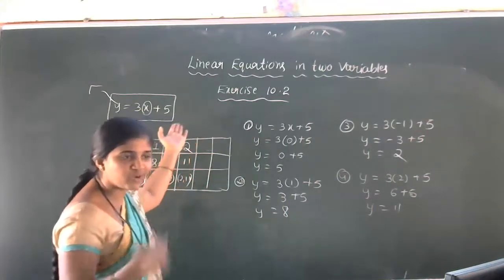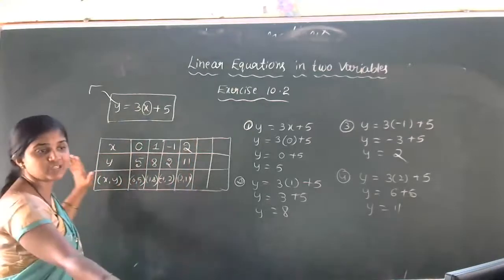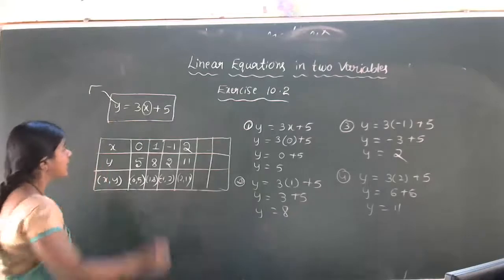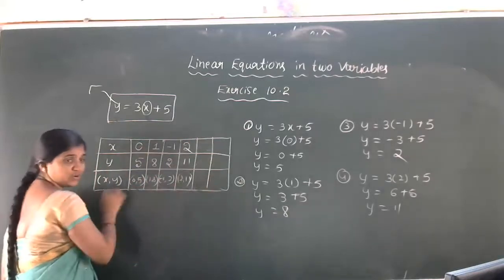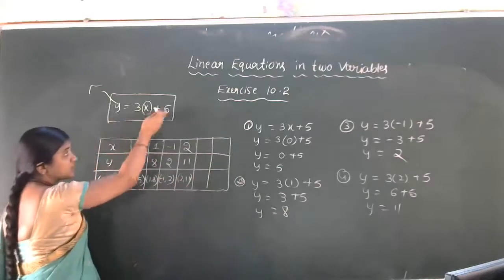Are you observing how to find the solutions of the equation? So this is very helpful for the next topic also: graph of the linear equation in two variables. Okay. So now this is the method to find the solutions of the linear equation. See, you are observing y is equal to 3x plus 5.